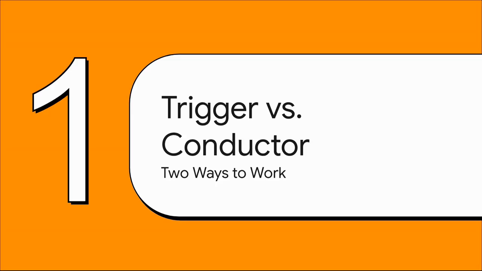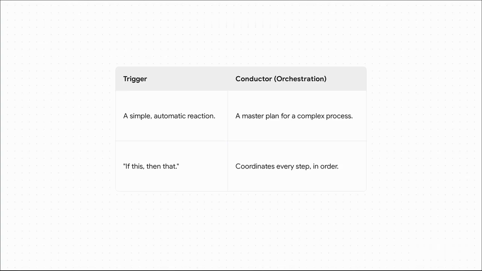So how do we manage all this potential chaos? It really boils down to a fundamental choice in how we build these things. Are we just setting up a simple knee-jerk reaction, or are we actually hiring a conductor to lead a full-blown orchestra? This slide really breaks down that choice perfectly. On one side, you've got the trigger. That's your basic if this, then that logic. Super simple. But on the other side, you have the conductor, which we call orchestration. And that's more like a master plan, a blueprint, that directs every single step of a complex process to make sure it all happens exactly in the right order.